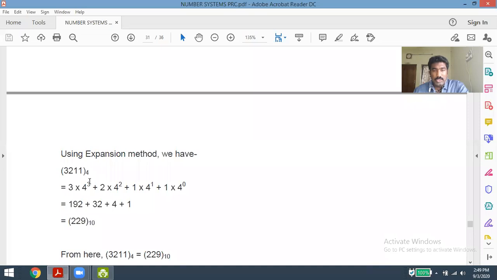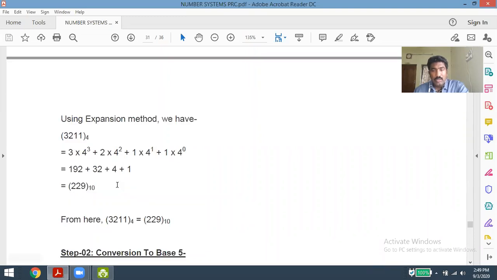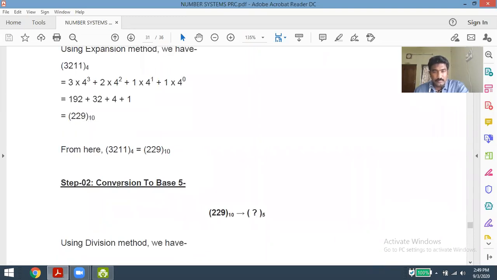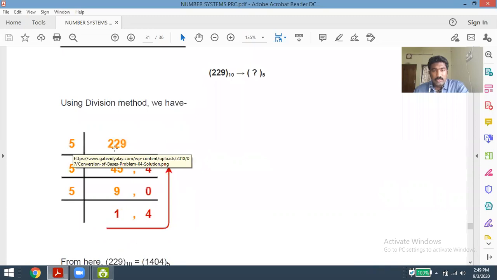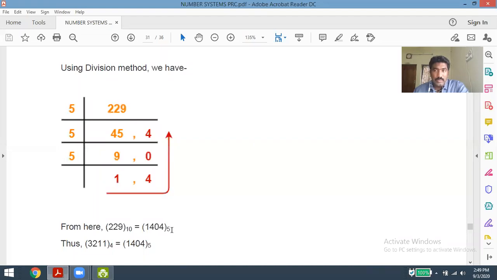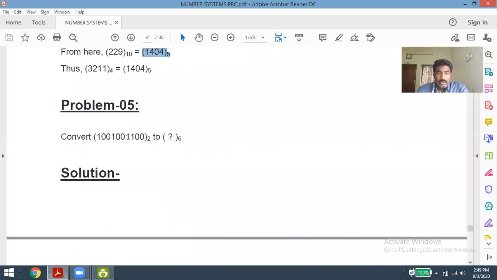So 3 into 4 power 3 plus 2 into 4 power 2 plus 1 into 4 power 1 plus 1 into 4 power 0 to get the base 10 value. And for the base 10 value, I want base 5. So this 209 is divided by 5. I will get the remainder 1404. So 1404 base 5. Please always remember, don't write from top to bottom when going for the division method. Write the output as 1404 base 5.